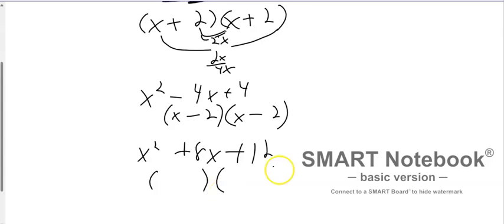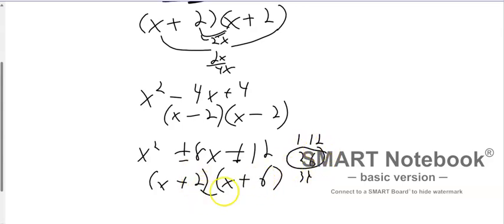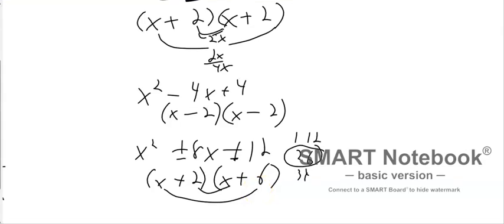Okay, so here we're looking for two numbers again that multiply to give me 12 that add up to 8. This is going to be x. They both have to be positive. And I'm looking at my factors of 1 and 12, 2 and 6, 3 and 4. Well, these add up to 8. But again, check your work. 2 plus 6 is 8. And that's what we want. All right.